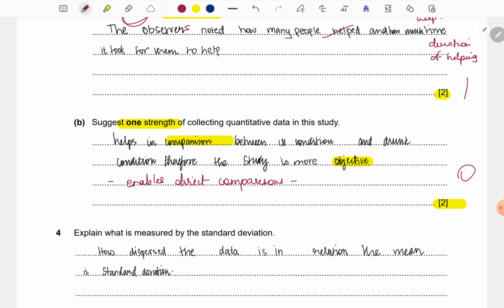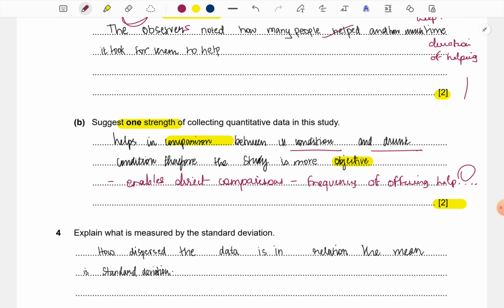Okay, now no doubt she has mentioned ill condition and drunk condition. But what is being compared in the ill and drunk condition? They're not comparing the conditions with each other. That's the manipulation that they are doing. The frequency of offering help in drunk and ill conditions could be compared directly because it was quantitative data.